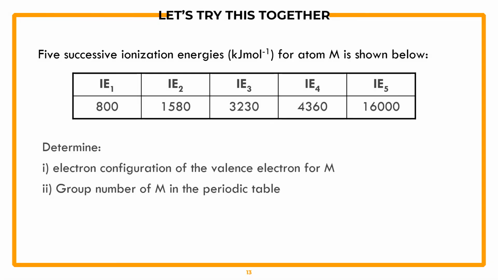Let's try this question together. So 5 successive ionization energies in kilojoule per mole for atom M is shown below. So atom M is our unknown. We didn't know the period, the block, the group, and also the valence configuration. So we're going to find all those informations by using the successive ionization energies value. So we have first IE until 5th IE over here. So from the successive ionization energies, you have to determine the electron configuration of the valence electron for M and also the group for M in the periodic table.